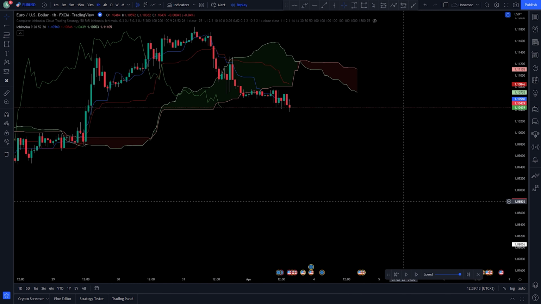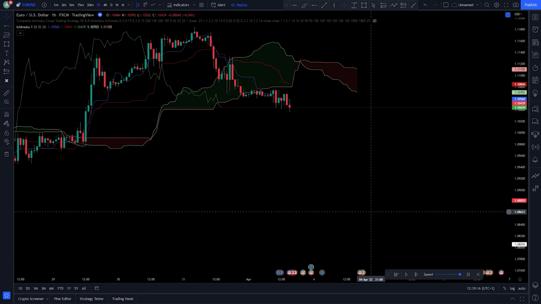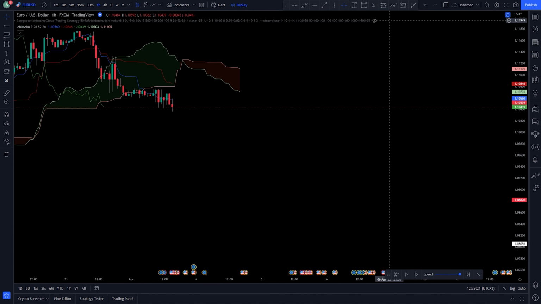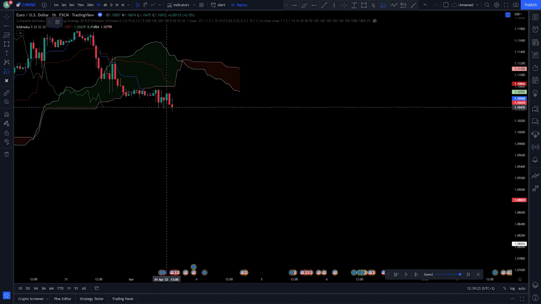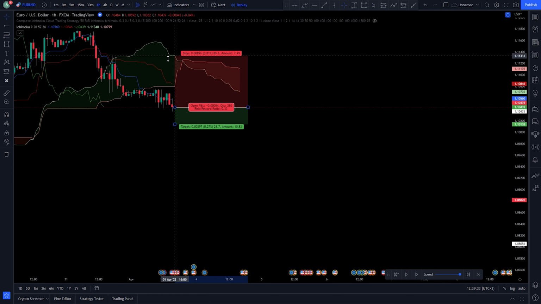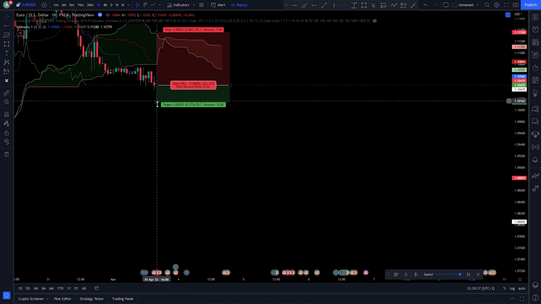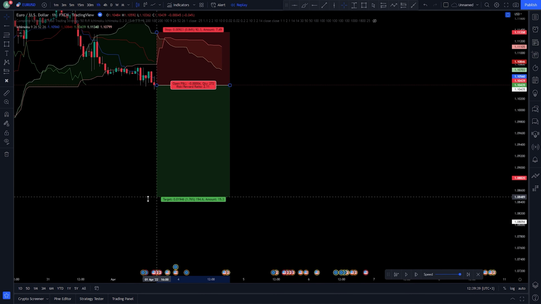Here, we have a red cloud. The price must be below the cloud, the conversion line is below the baseline, and the lagging span line is below the cloud. Now we can take a short position. Our stop loss must be above the cloud, and the risk to reward ratio will be 1 to 2.